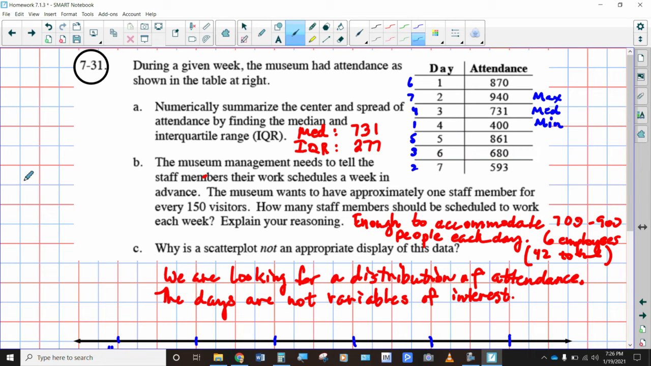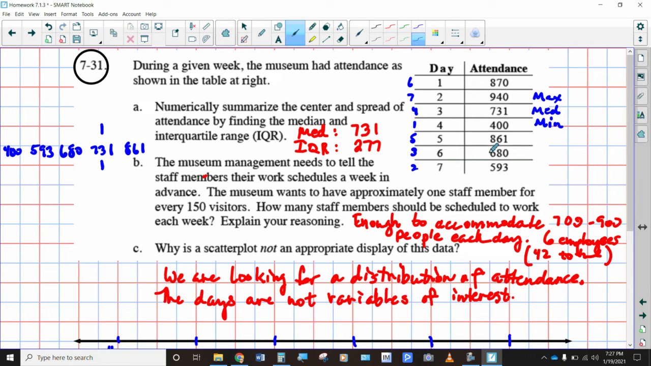Okay, so let's put these in order. So you got your 400. You've got your, what comes number 2, the 593. Then what comes after that, you've got your 680. Then what comes after that, you've got your 731. And we said this was the median, right? It's right there. That's your median. And then the 5th one would be 861.